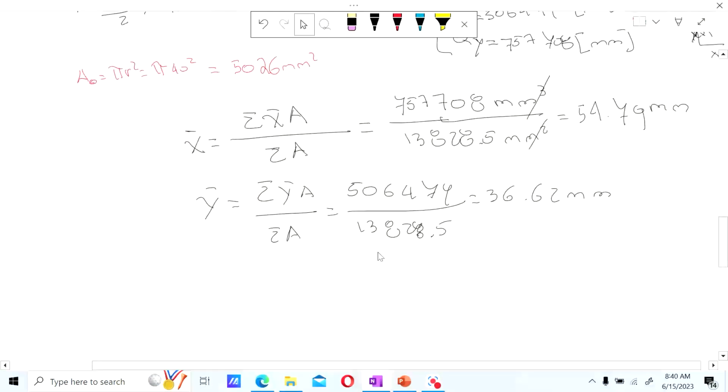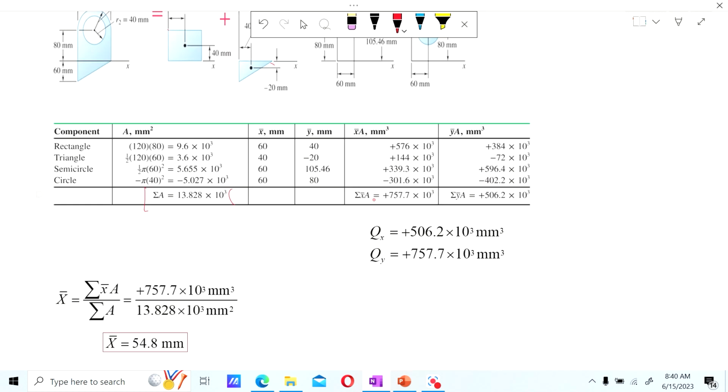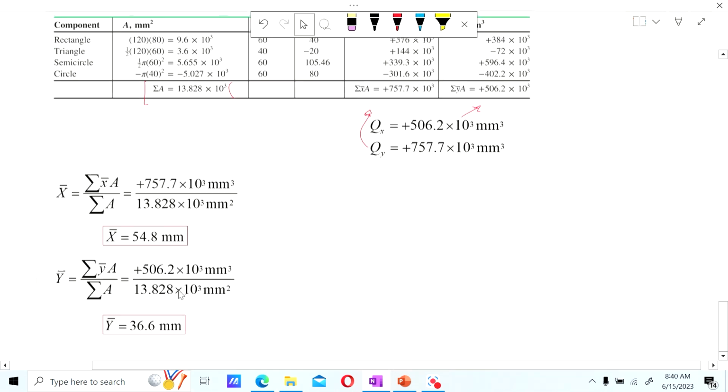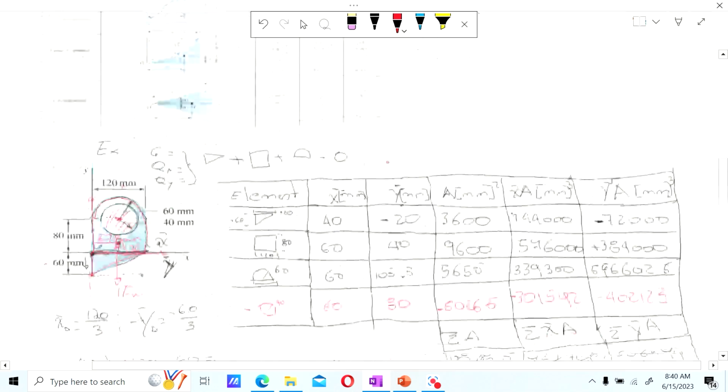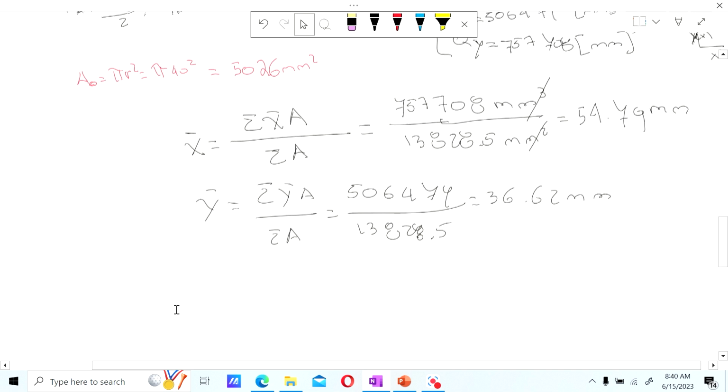All right, so to confirm, let's go ahead and see how they solve it. Yeah, so they do the same thing. They create their elements, the rectangular shape, the triangular shape, the semicircle, and the circle. They create the table where they compute the summation of areas, summation of centroids, and q of x corresponds to centroid in y, q of y, the first moment in y, corresponds to centroid in x. 54, 36. Okay, very good. So this is how you compute the centroid or the first moment of area for rigid bodies.